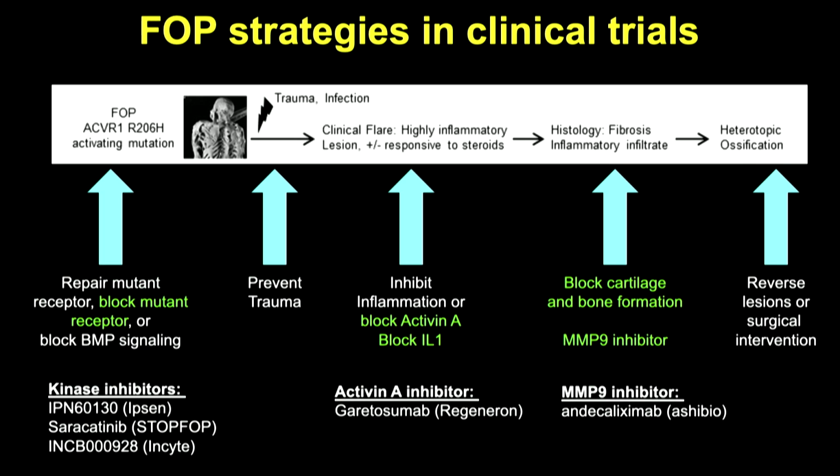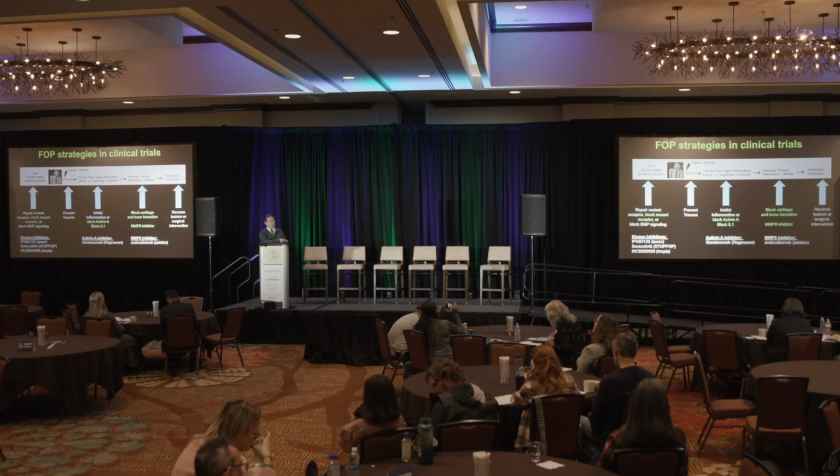Not only do we need to think about treatments for preventing the new heterotopic ossification and the symptoms in FOP, but we also need to think about the patients who currently have FOP. What can we do to actually resect, the surgical intervention to resect the heterotopic ossification? And we're not really there yet. But this set of structures, I think, is useful for thinking about how we look at the clinical trials. So the first group that we're going to talk about are the kinase inhibitors.